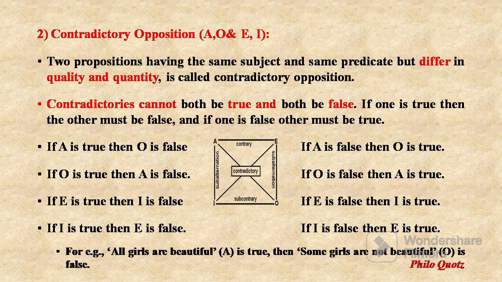If E is true, then I is false. If E is false, then I is true. If I proposition is true, then E proposition is false. If I is false, then E is true. Just opposite. For example, all girls are beautiful. That is an A proposition. If that proposition is true, then some girls are not beautiful, the O proposition, must be false.